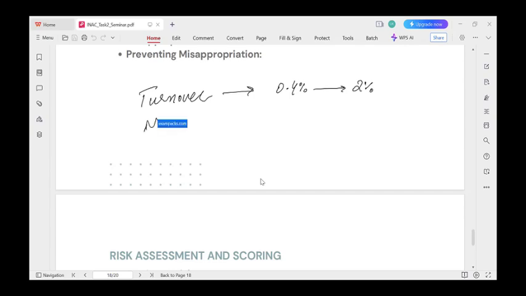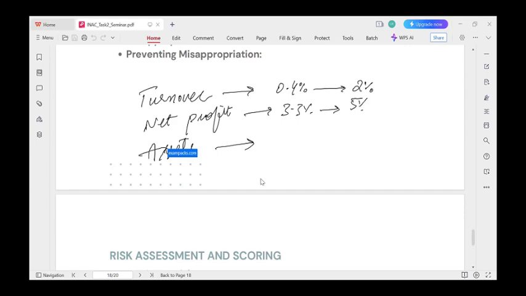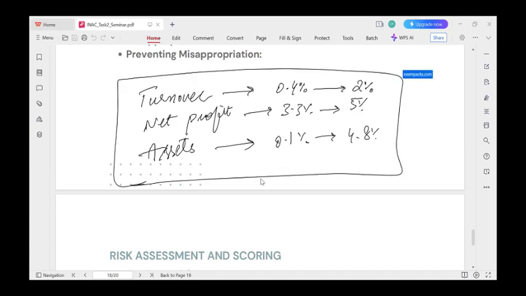Okay, for net profits, which we call profit before interest and tax, anything which is 3.3% to 5% would be material. And for assets, anything between 0.1% to 4.8% would be material. Okay. But the point here is that this is just the financial implication.